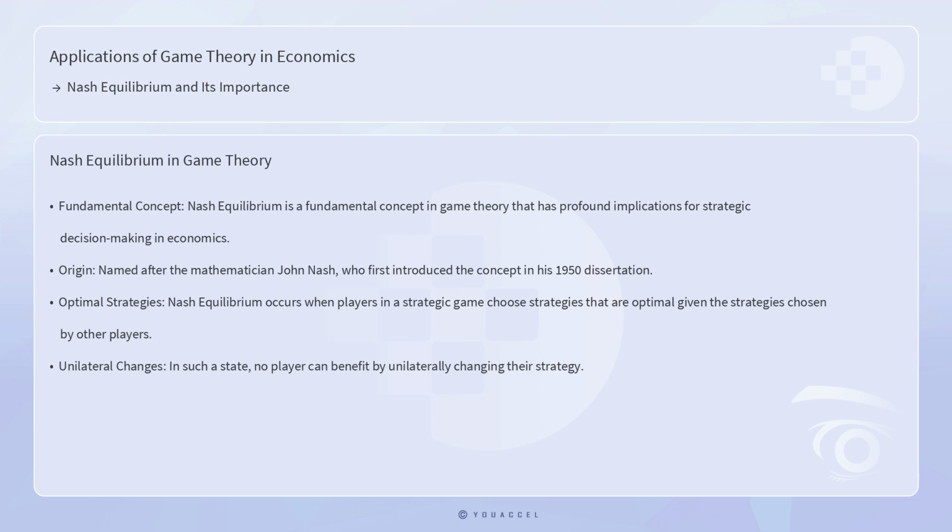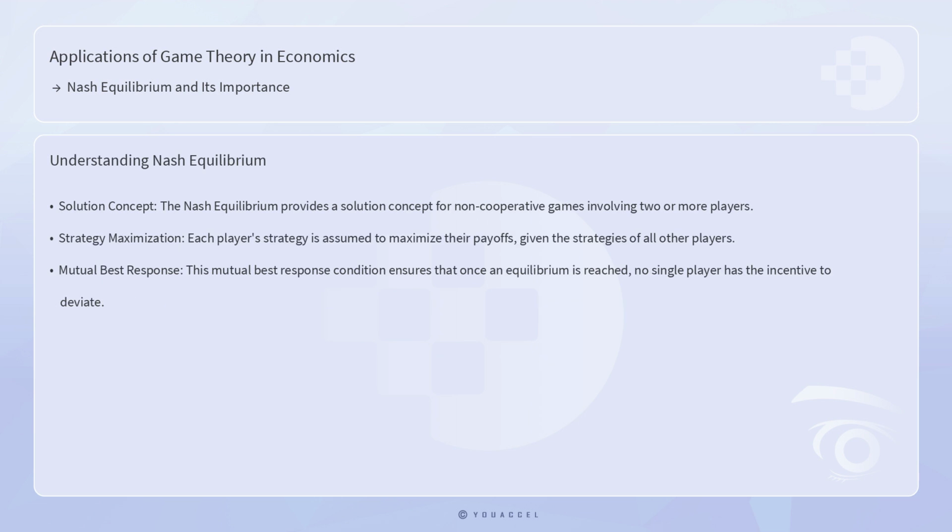Understanding Nash equilibrium is crucial for analyzing competitive situations where the outcome for each participant depends on the choices of others. At its core, the Nash equilibrium provides a solution concept for non-cooperative games involving two or more players. Each player's strategy is assumed to maximize their payoffs, given the strategies of all other players. This mutual best response condition ensures that once an equilibrium is reached, no single player has the incentive to deviate, as doing so would not result in a better outcome for them.